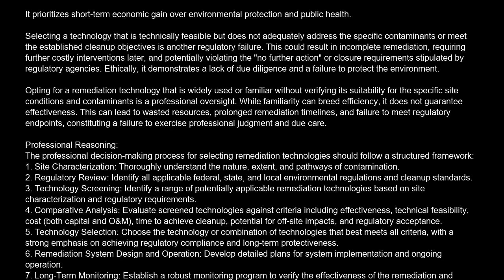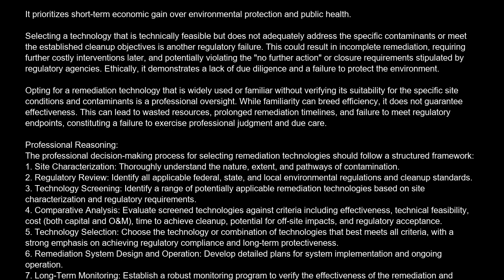Opting for a remediation technology that is widely used or familiar without verifying its suitability for the specific site conditions and contaminants is a professional oversight. While familiarity can breed efficiency, it does not guarantee effectiveness. This can lead to wasted resources, prolonged remediation timelines, and failure to meet regulatory endpoints, constituting a failure to exercise professional judgment and due care.